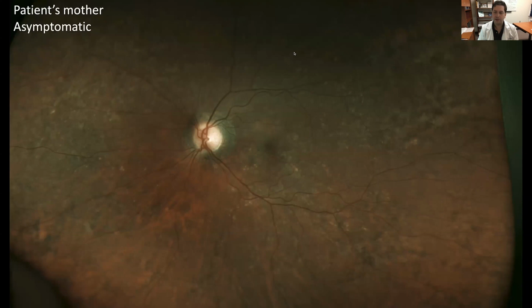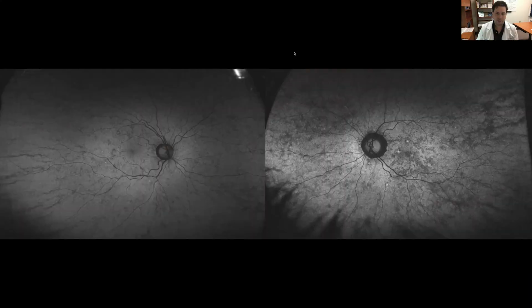And we see areas of, again, hyperpigmentation with clumps of pigment at the level of the RPE, with a normal looking nerve and blood vessels. The autofluorescence really shows these changes even more clearly.